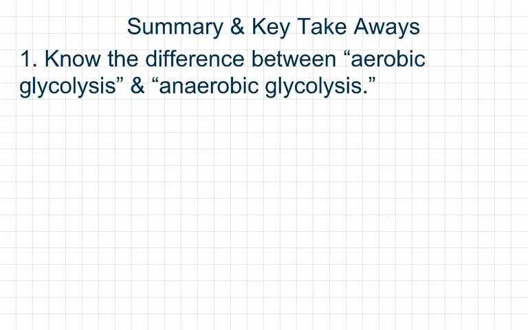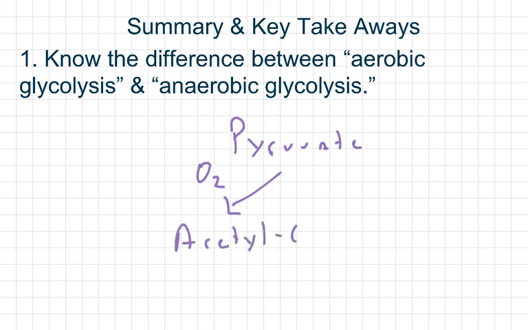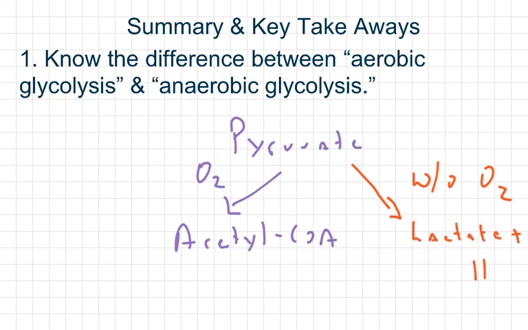First off, know the difference between aerobic glycolysis and anaerobic glycolysis. And what we mean by this is in the presence of oxygen, pyruvate is converted into acetyl-CoA. And without the presence of oxygen, it's converted into lactate and hydrogen.